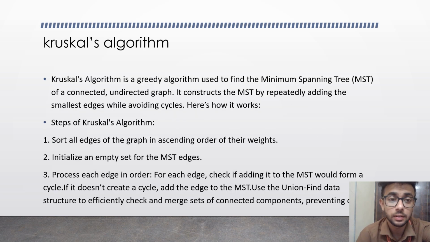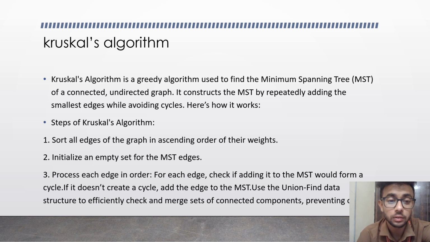Let us discuss Kruskal's algorithm. Kruskal's algorithm is a greedy algorithm used to find the minimum spanning tree of a connected undirected graph. It constructs the minimum spanning tree by repeatedly adding the smallest edges while avoiding cycles. Here is how it works. These are the steps of Kruskal's algorithm.